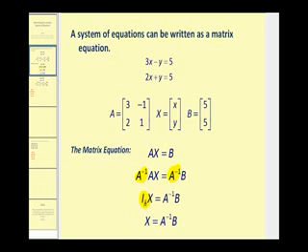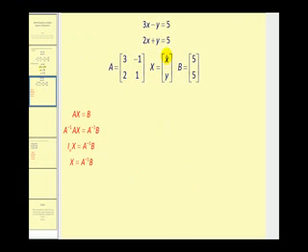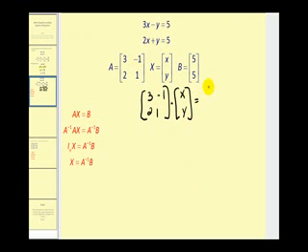So by following this process, we have solved the matrix equation for X, so the variable matrix will be equal to the product of A inverse and B. Let's go ahead and take a closer look at this on the next screen. This is the same system we saw on the previous screen. So if the matrix equation was AX equals B, we would have the matrix 3, negative 1, 2, 1 times the variable matrix would be equal to the matrix 5, 5.